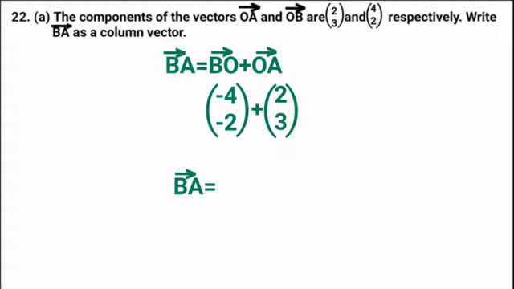BA is equal to, open bracket, negative 4 plus 2 will give us negative 2. Negative 2 plus 3 will give us 1. That is the column vector of BA, which is negative 2, 1. Now I've written BA as a column vector. Now we can go to the next question.